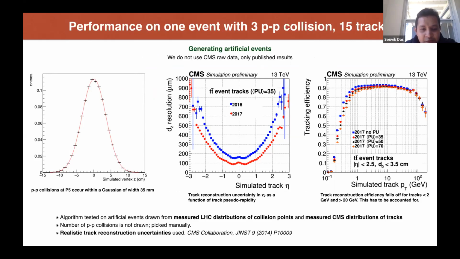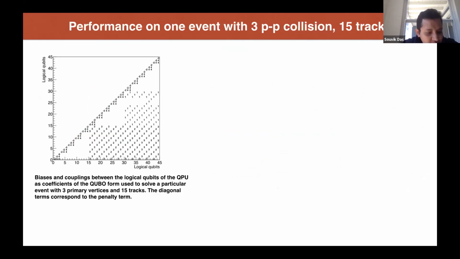We only used the published distributions from CMS, and we threw from these distributions. So on the left, we threw from the known PP collision spectrum at P5 along the Z-axis. We know it's a Gaussian with a width of about 35 millimeters. So we threw some primary vertices from there, and then from each of the PP collisions, we threw tracks based on realistic track reconstruction uncertainties, as have been published in our tracking paper, which is a JINST paper. So we read the track etas and the track PTs, and we threw Monte Carlo and generated some tracks. So let's show the performance with one event.